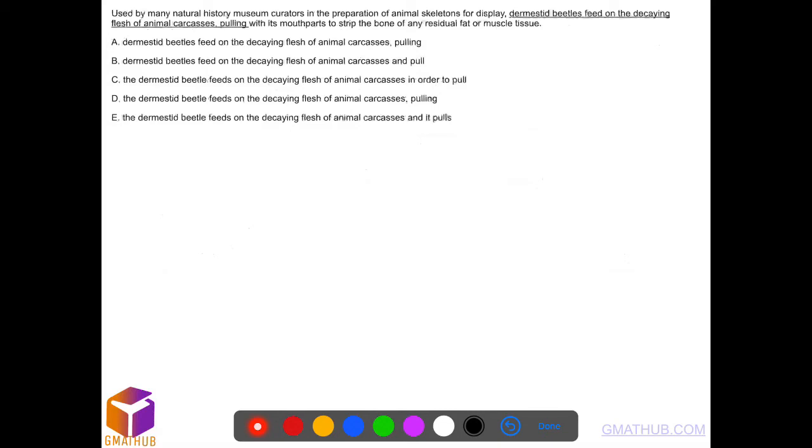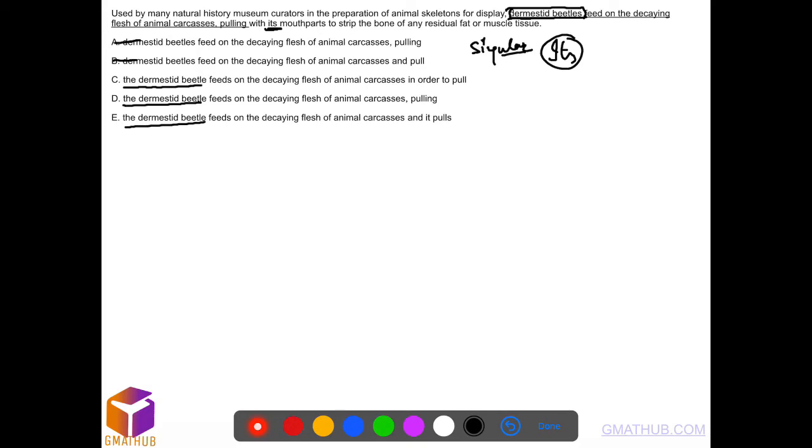Used by natural history museum curators in the preparation of animal skeletons for display. Domestic beetles feed on the decaying flesh of animal carcasses with its mouth parts. So its refers to what? The beetles. So its has to be accompanied by a singular subject. So A and B are out. The domestic beetle, the domestic beetle.